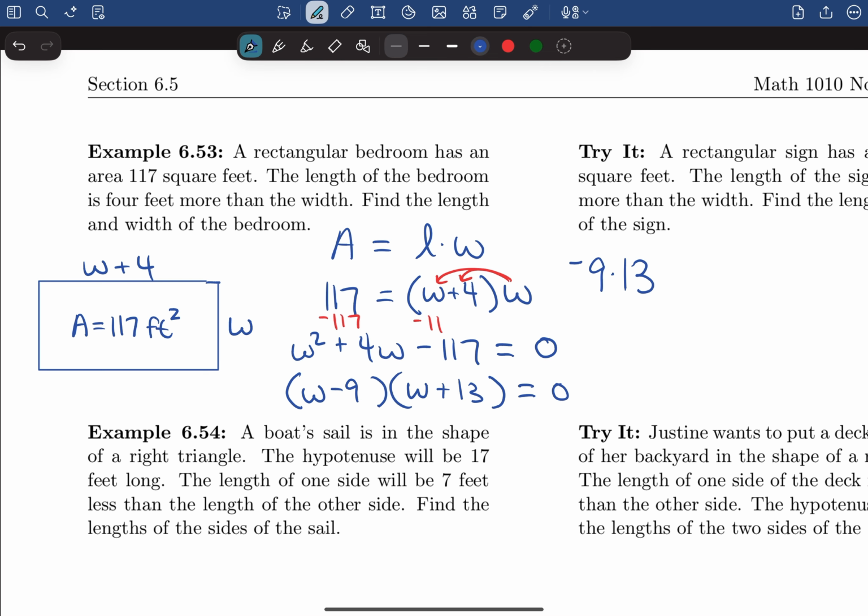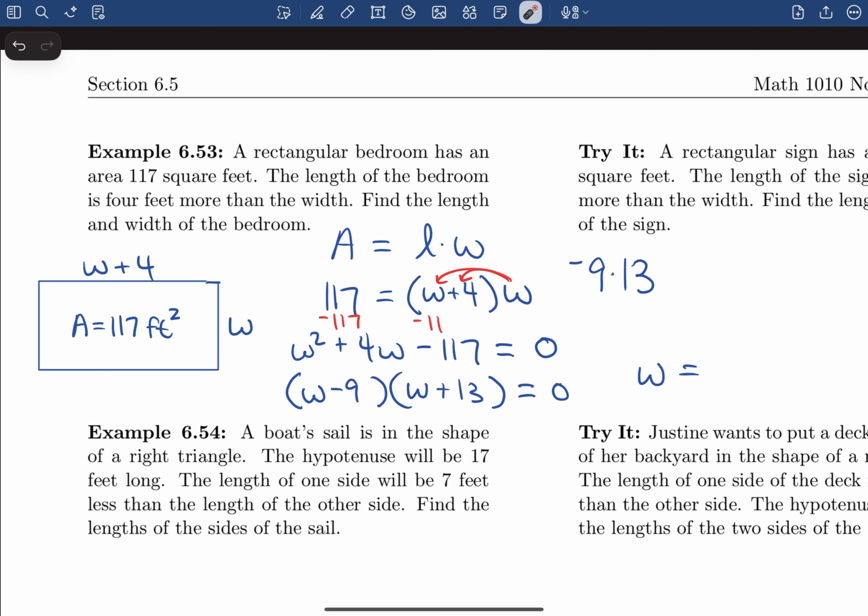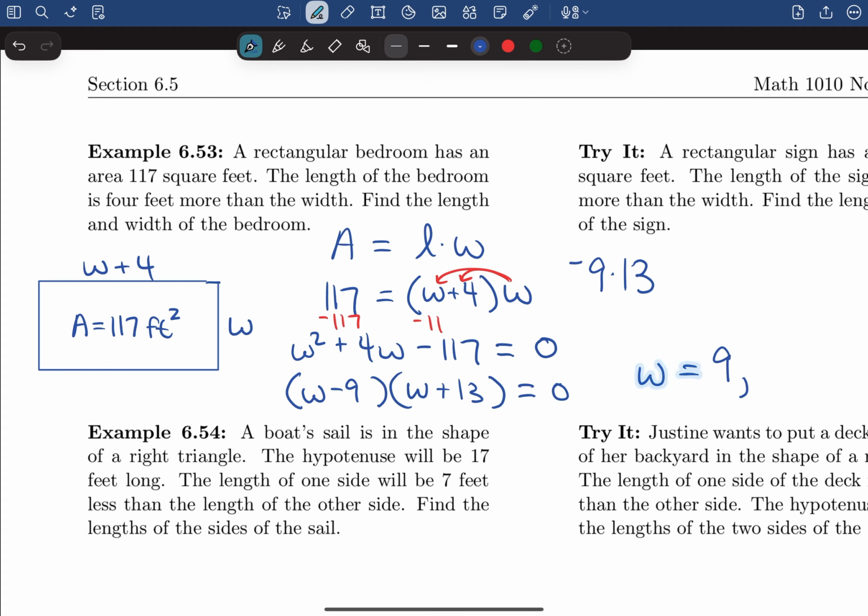And the last thing to do is to say what W equals. What does the width equal? Well, that W could equal 9. 9 minus 9 equals 0. So 9 is one of my solutions for the width. And then, well, that W is negative 13 because negative 13 plus 13 is 0. And so that's why I'm making the decision I'm making.